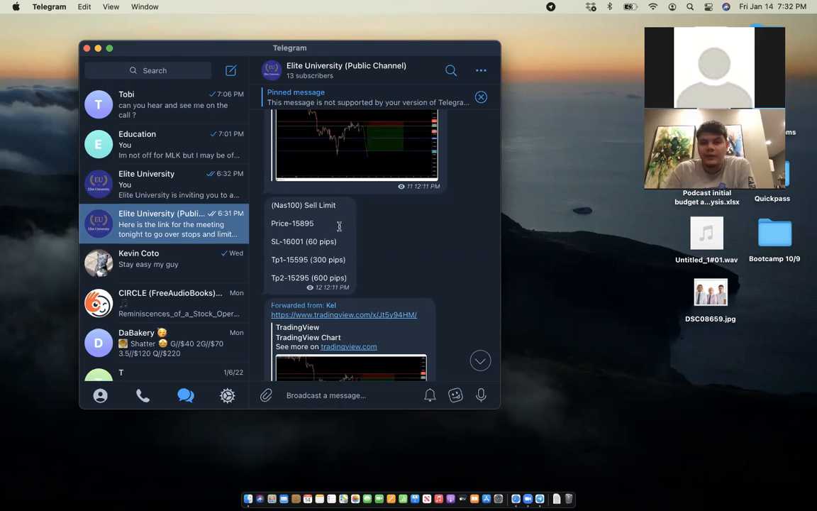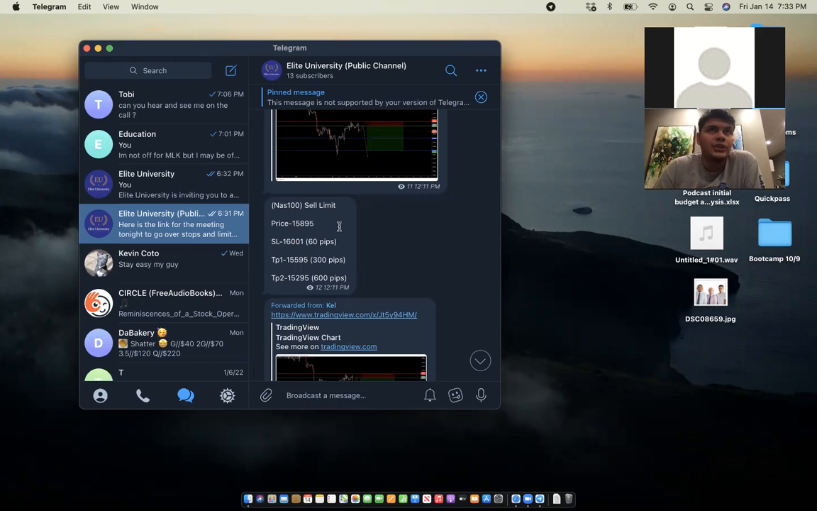Like the trade that we have here in front of us, 60 pip stop loss to a minimum 300 pip trade, that's 1 to 5 risk. That's a great risk. Remember, we always try to strive for at least 3 to 1. And then TP2 is a 1 to 10 risk to reward ratio. So you're risking 60 bucks to gain 600. That's a pretty good payoff.